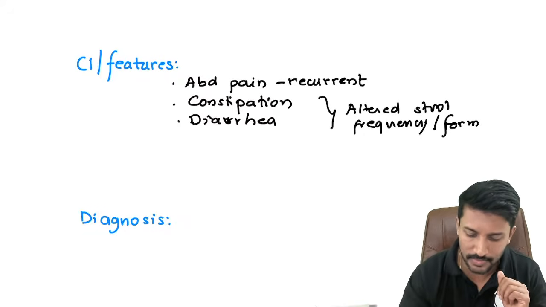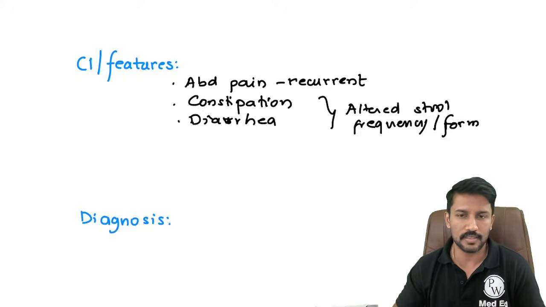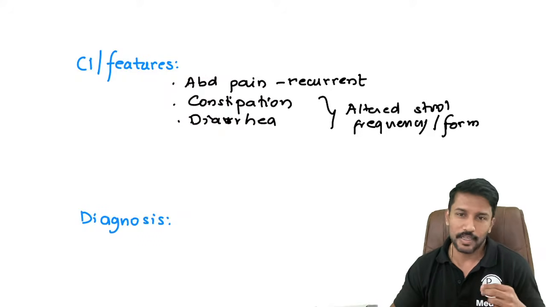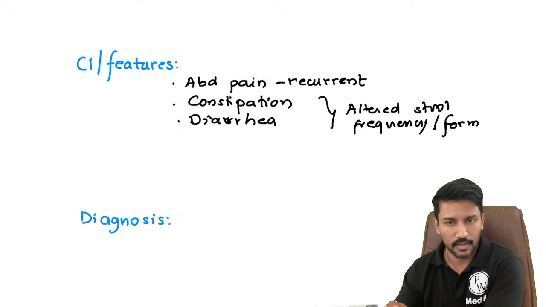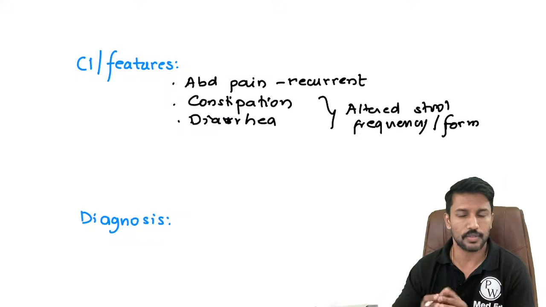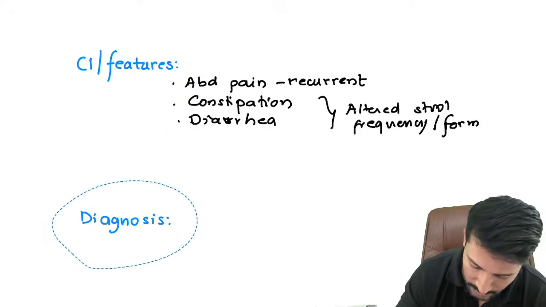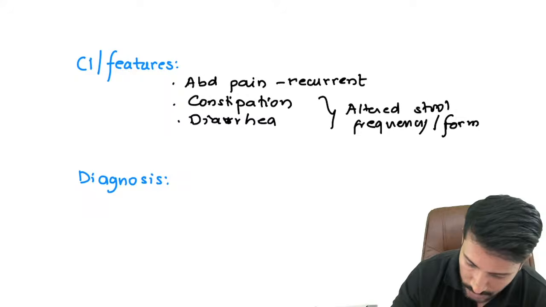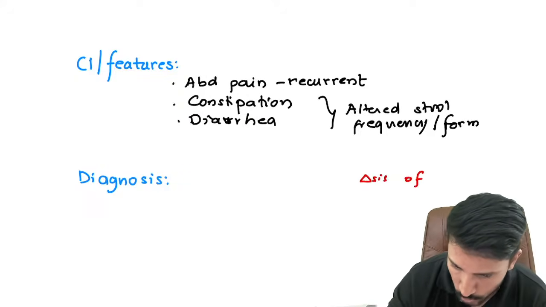Now, when someone presents with these features, it may be an organic disease, right? How would I know whether he is having inflammatory bowel disease or a diverticular disease, right? Or ileocecal tuberculosis? Organic diseases are a possibility, right? So how will I come to the diagnosis? So we have to remember that it is a diagnosis of exclusion.